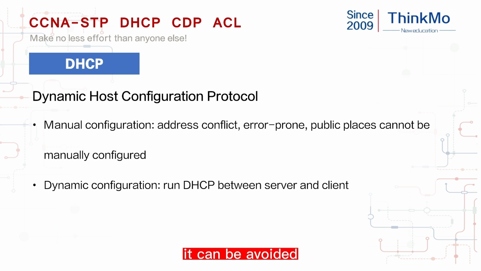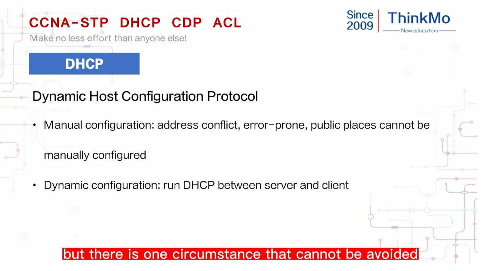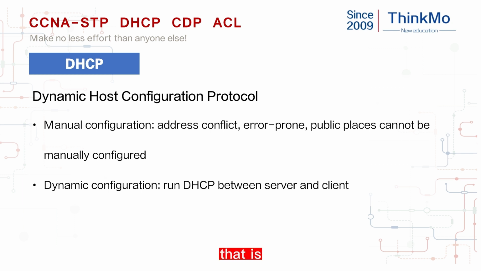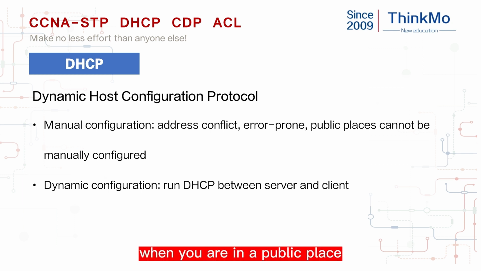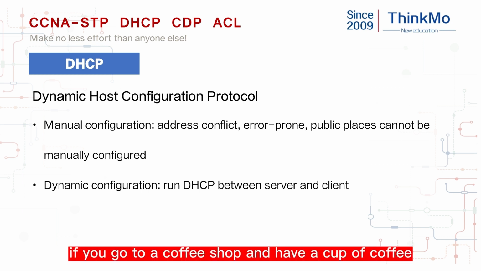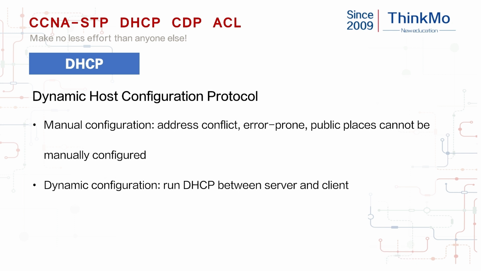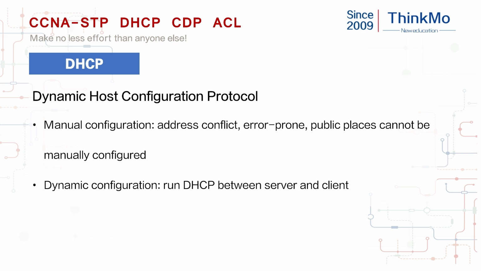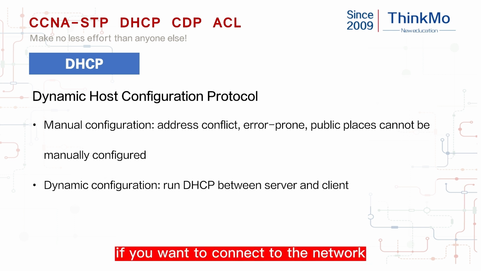It can be avoided. But there is one circumstance that cannot be avoided, where you can't use manual configuration. That is, when you are in a public place. There is no way to configure it manually. If you go to a coffee shop and have a cup of coffee, you can't tell the clerk, connect to their Wi-Fi, let them assign you an IP. This is impossible. If you want to connect to the network inside the coffee shop, surf the web through their devices, you need to configure an IP.